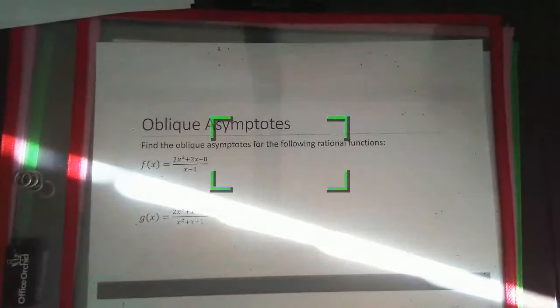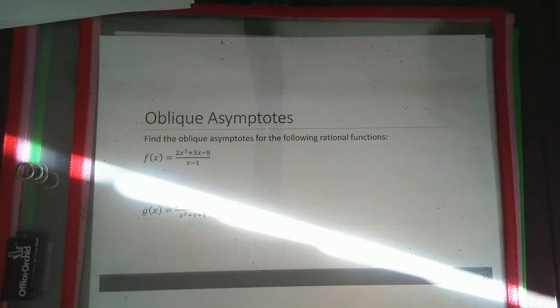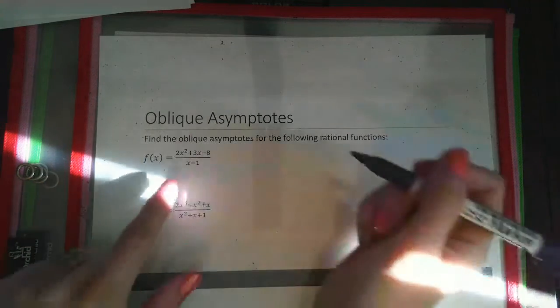That's better. So first up we have 2x squared plus 3x minus 8 over x minus 1. This is going to have an oblique asymptote because the numerator's degree is 2 and the denominator's degree is 1. So we can use either synthetic division or polynomial long division to find the oblique asymptote. I like synthetic division better because it's easier, so I'm going to use that.